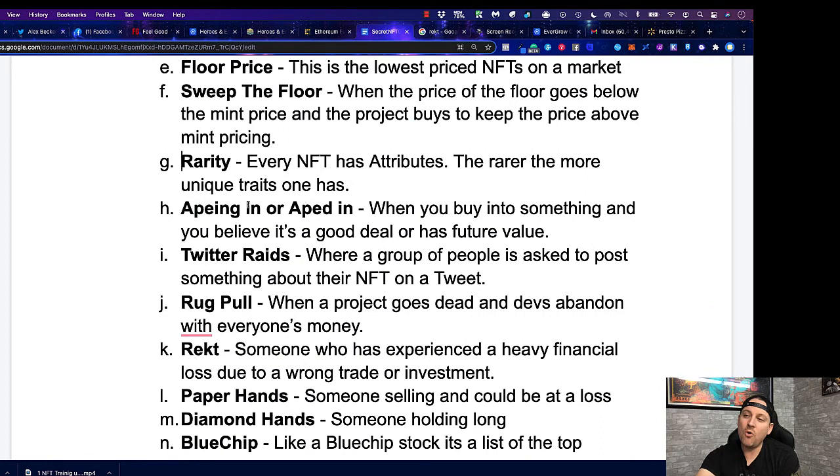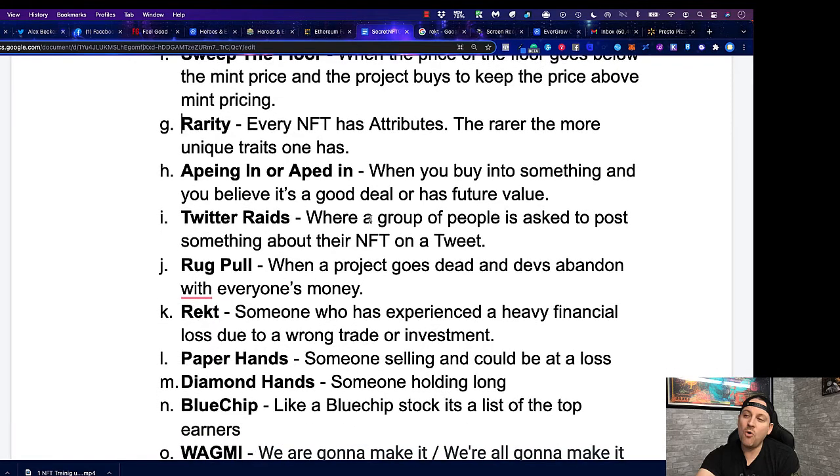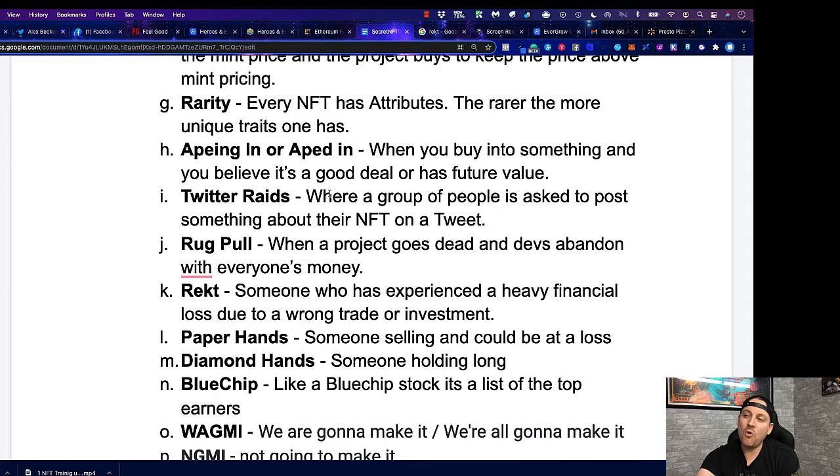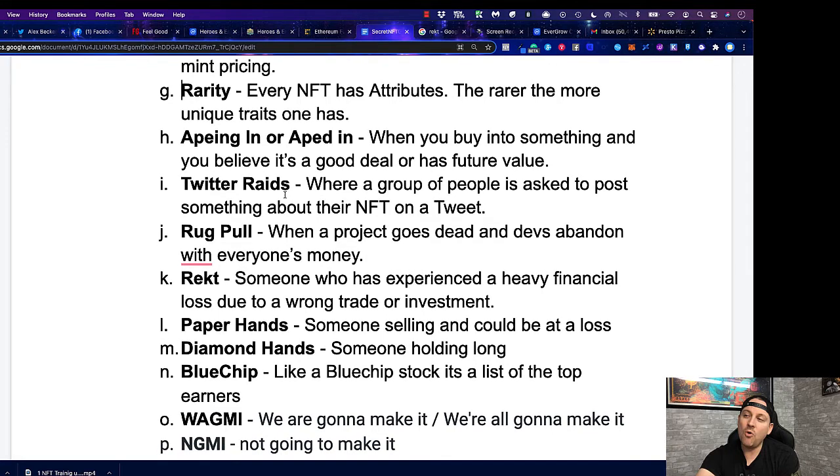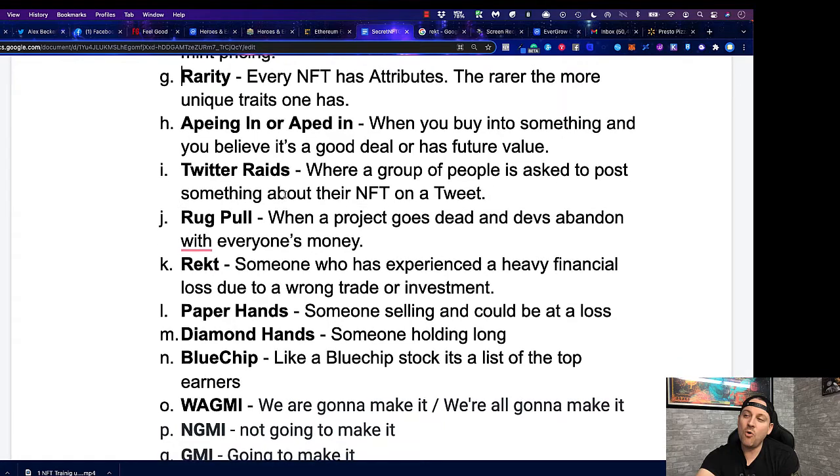Next thing is aping in or aped in. That's when you buy something and you believe it's a good deal and has a future value. So you aped into something. The next thing is Twitter raids. Okay, you know what Twitter is? A great growth strategy is to get your user base or the community excited about it. And one of the things that they do is they'll do contests to get you to raid Twitter by retweeting something that's being posted from the developer or from the project itself.